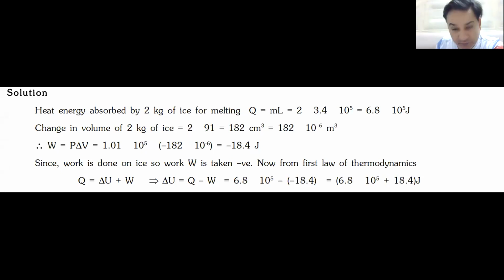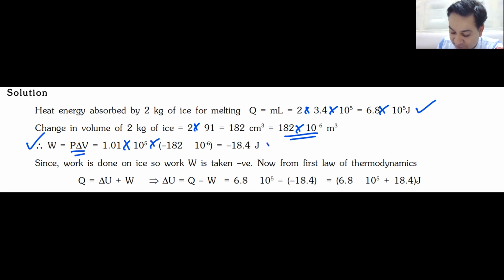Okay. First of all, you have to calculate the heat absorbed, M into L. Did you do the first step correctly? Yes, sir. Then you find out how much the volume has changed. For 1 kg it was 91, so for 2 kg it is 182. Then you find the work done, P into delta V. Pressure is given as atmospheric, so you just calculate delta W. Work done is negative because volume is getting reduced. Yes or no? Yes, sir.